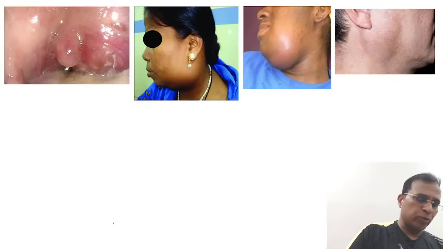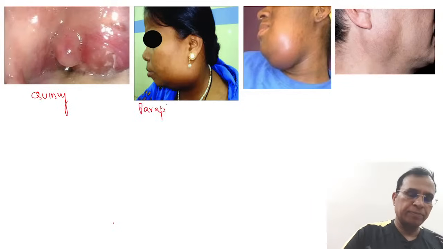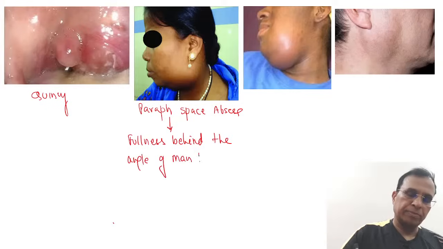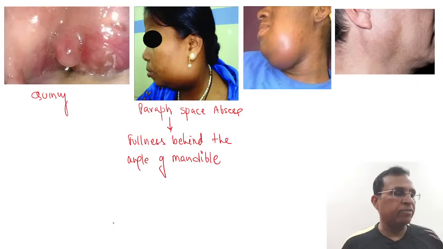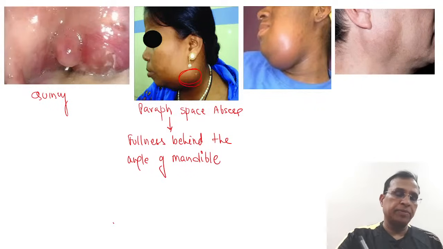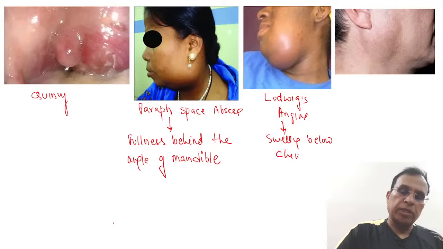Now look at these images. This is quinsy swelling. And this is swelling of a parapharyngeal space abscess. This swelling is defined as fullness behind the angle of the mandible, and this swelling is typically a parapharyngeal space abscess. And this is Ludwig's angina: swelling below the chin.